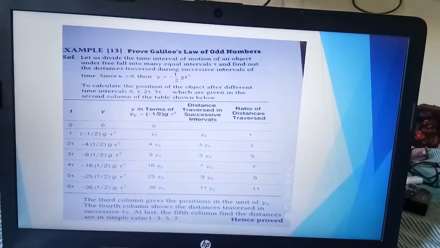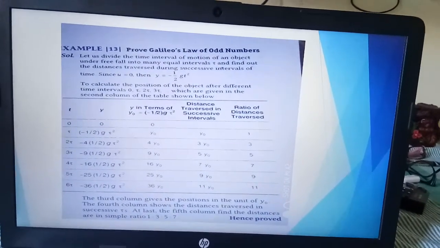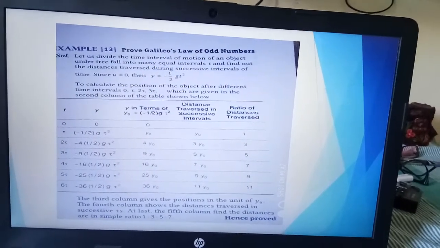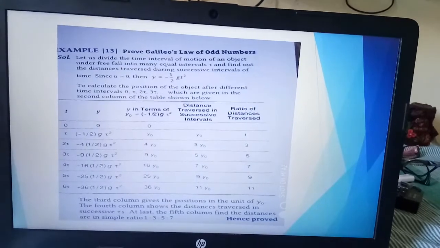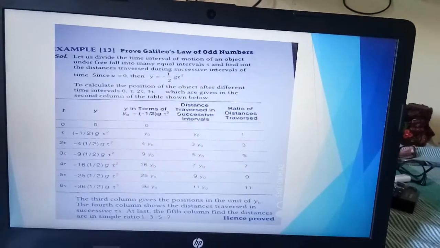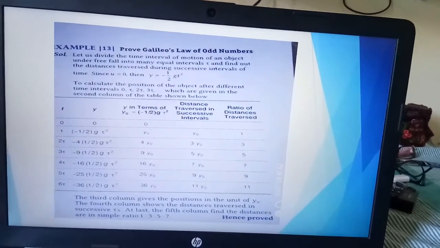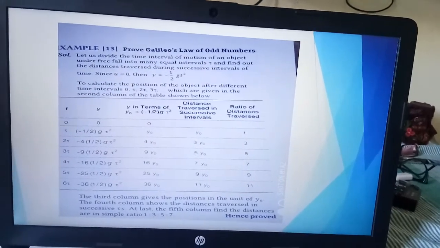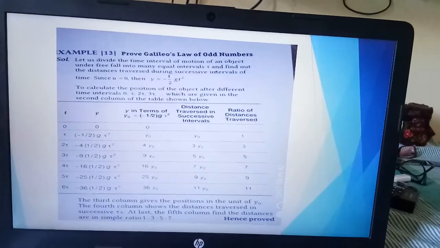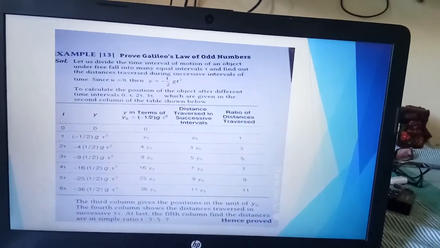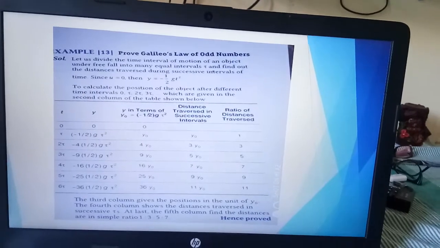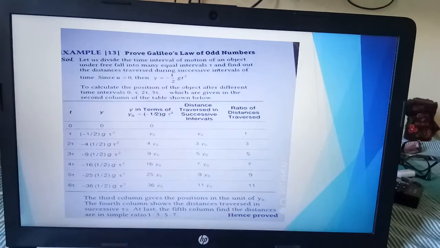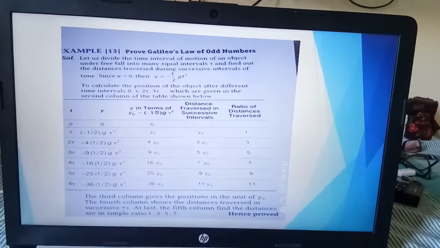If you take this ratio as 1, then that is 0 to 1 second. If you take this distance as 1, then for the second interval it's going to be 3 times that previous distance, 3 times 5, it becomes 15. For the third time interval, it becomes 5 times that initial distance, 5 5s are 25. So you are going to get the ratio of distances traversed as 1 is to 3 is to 5 is to 7 is to 9 is to 11.